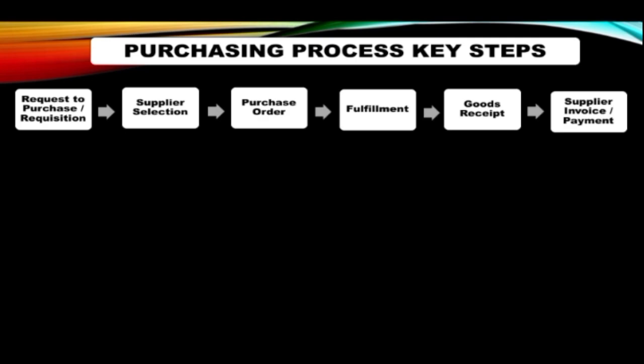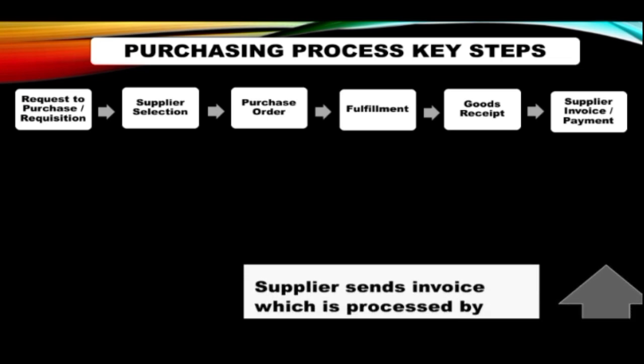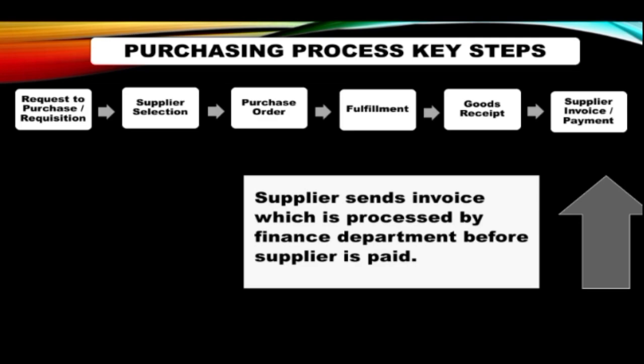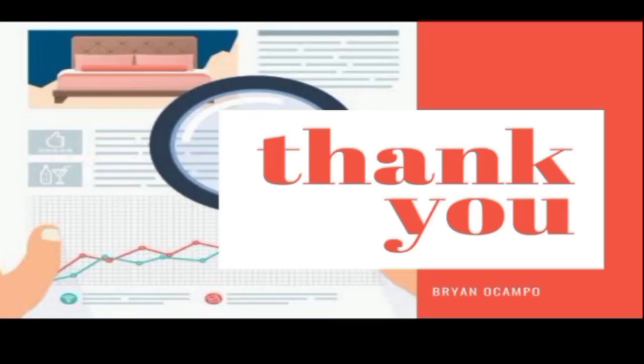The final part of the process is where the supplier will issue an invoice for the cost of the goods. The invoice is normally received by the organization and processed by the finance department prior to the supplier being paid. And that's the fundamentals of the purchasing process.